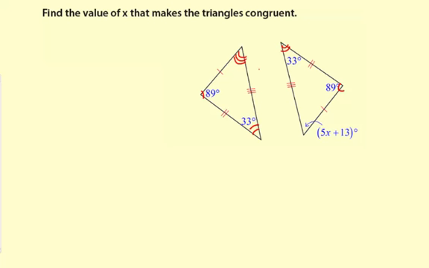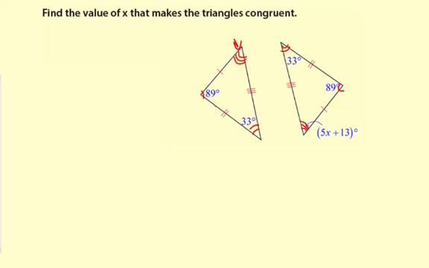Okay, so if we're going to write an equation to find x, we're going to use the idea that if you have congruent triangles, then the corresponding parts are all congruent. And that means this 5x plus 13 degrees would have to be the same as this angle over here. We don't know the measure of that angle, but we do have the measures of the other two. So how do you figure out that third angle?